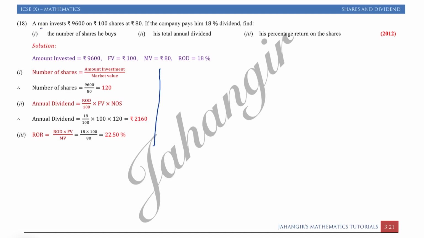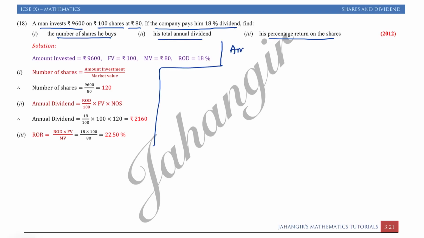Question 18. A man invested rupees 9600 on rupees 100 shares at rupees 80. If the company pays 18% dividend, find the number of shares he bought, total dividend, and percentage return on this share. So this is a straightforward question. First, let us write all the information.